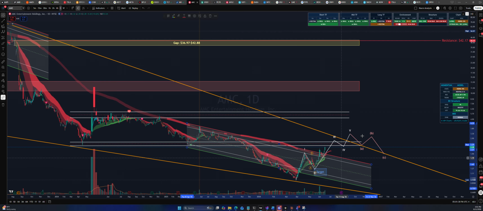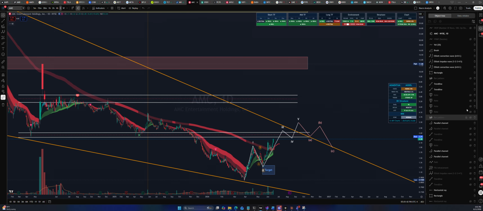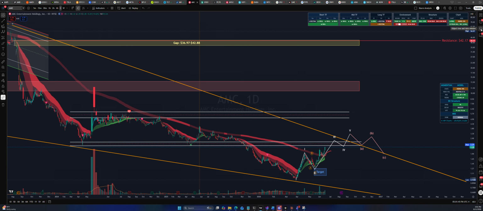Let me see if I can remove some things there for you guys. This range we broke down, and the method I'm analyzing here applies to every single stock. A lot of people don't like to spend time doing this. They want a quick way out. They want that alert.